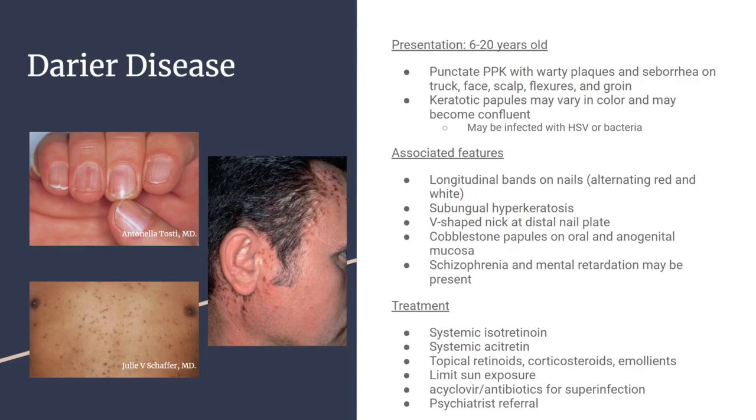Treatment here for Darier is systemic isotretinoin, systemic acitretin. Both can be used. You can try topicals. You can limit sun exposure. You want to make sure that you cover any superinfection. And if there is a concern for mental challenges, then a psychiatrist referral as well.